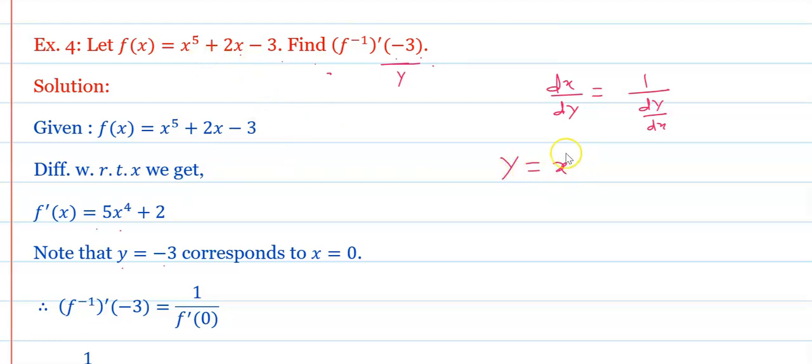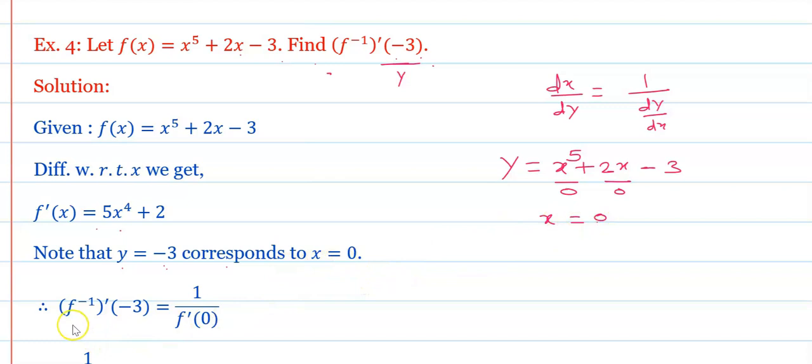x raised to 5 plus 2x minus 3. त्याने आपल्याला y ची व्हॅल्यू दिलेली. y is minus 3. When y is equal to minus 3, this will be 0, this will be 0. Means what? x is equal to 0. This is important. Note that y is equal to minus 3 corresponds to x is equal to 0.